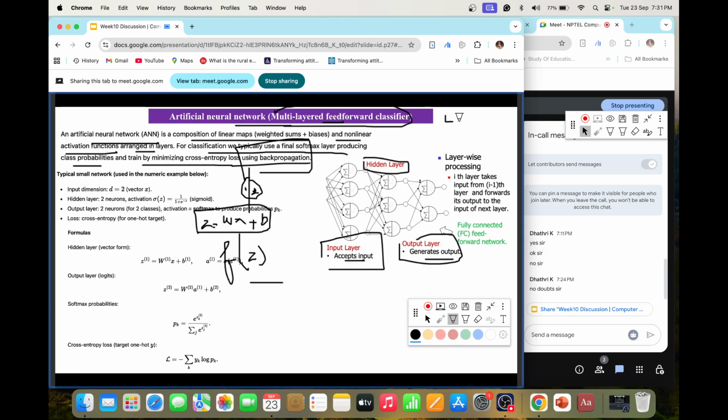sum of squared error loss, and if it is a classification problem, then loss is calculated by cross entropy loss. Okay, so these are the two things you need to remember regarding classification and regression problems.